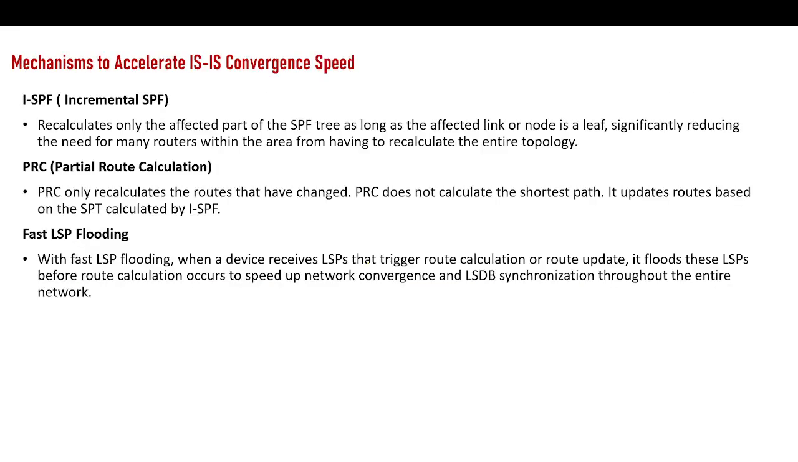So there are different mechanisms that can be used to accelerate ISIS convergence. Some of them are inbuilt. For example, when you talk of ISPF, incremental SPF, you have the PRC, partial route calculation, and then you have something like fast LSP flooding. So these are just some mechanisms that you need to ensure are implemented on your network to ensure that we have faster convergence. We are reducing the downtime of our networks.